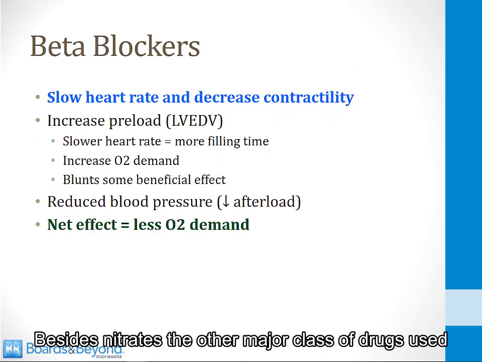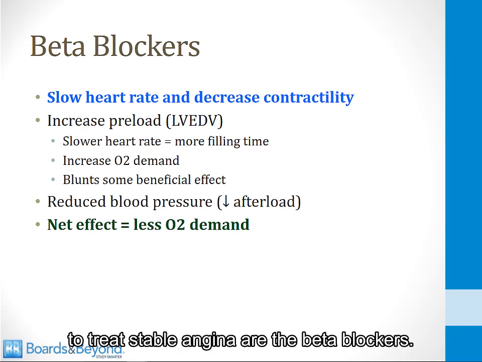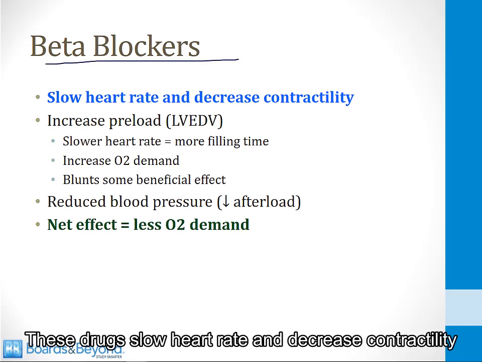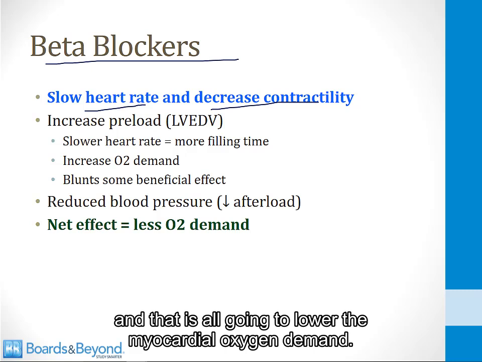Besides nitrates, the other major class of drugs used to treat stable angina are the beta blockers. These drugs slow heart rate and decrease contractility, and that is all going to lower the myocardial oxygen demand.